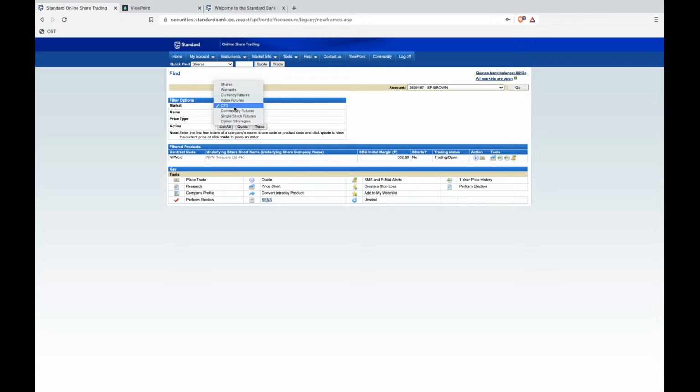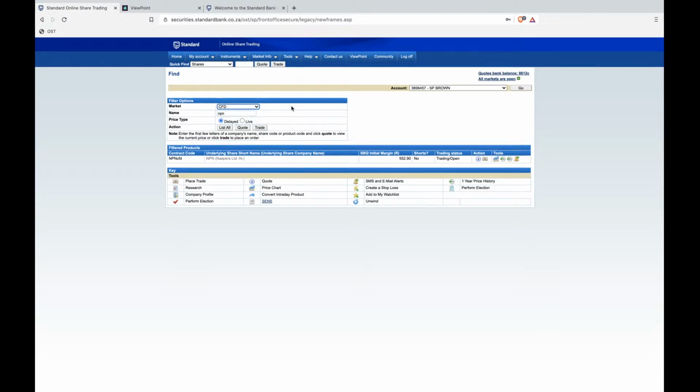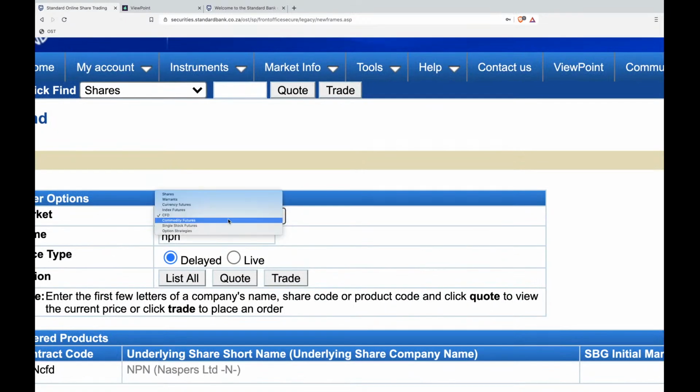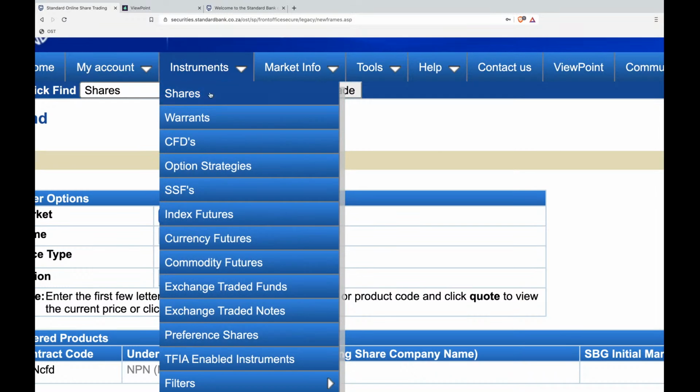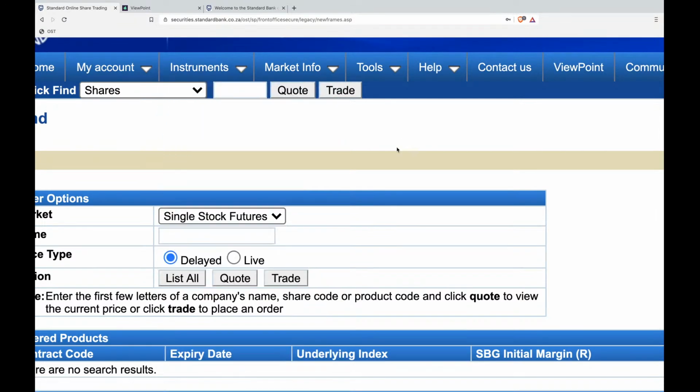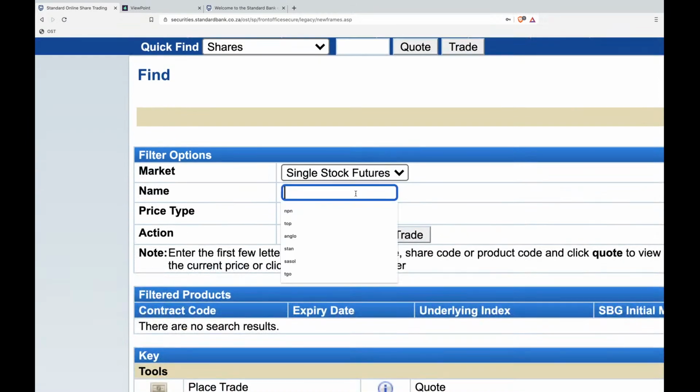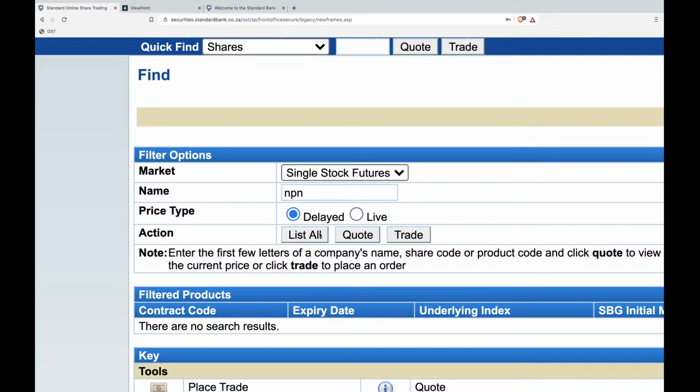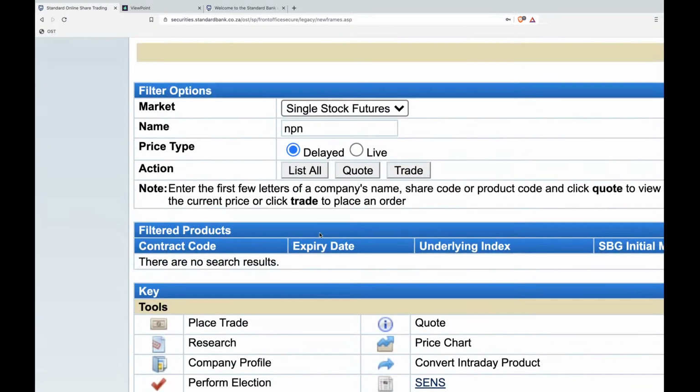What you can also do, the hack here, is you can just change your command up there. Let me zoom a bit. So where it says CFDs, I could say shares, warrants, whatever the case may be. I'm going to park option strategies. I'll come back to them in a moment. Single stock futures, and let's take a single stock future up. And again, list all. And what you are going to find, no NASPAS single stock futures.